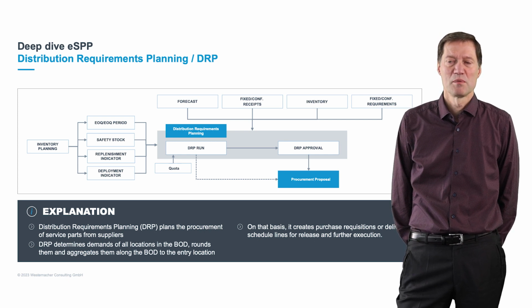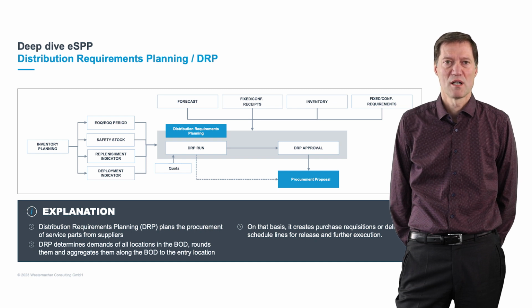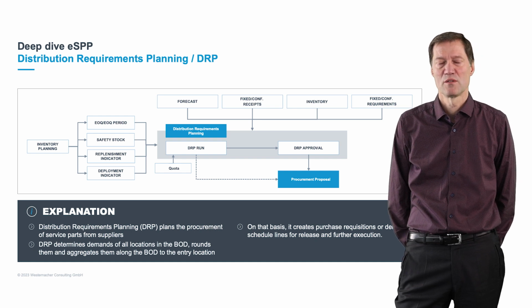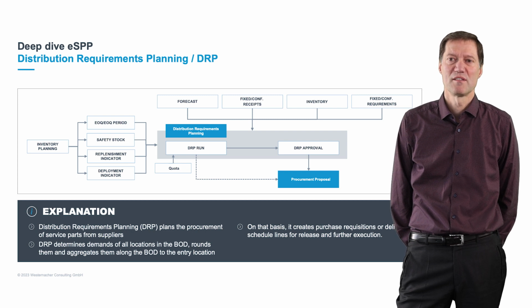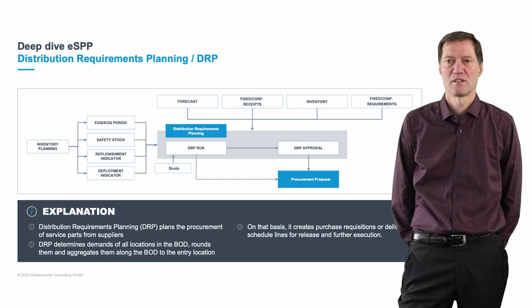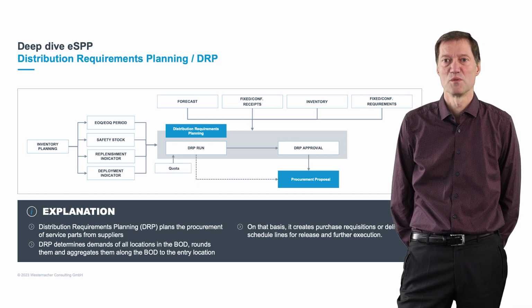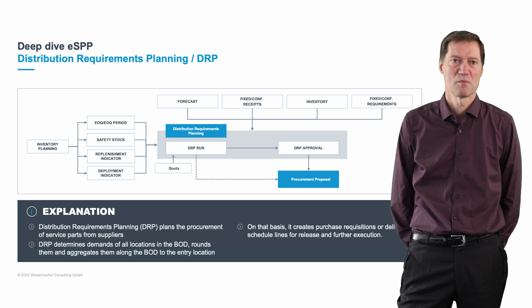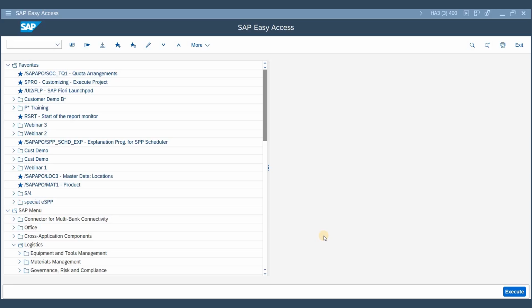And this function enables that you do not need to procure from one single vendor or supplier. You can split these orders and the material you need to different vendors and suppliers using these quota arrangements. That is what we are going to show you. So we already did see how DRP works in general. This little clip shows you how we can enable DRP to procure from multiple suppliers or multiple vendors.